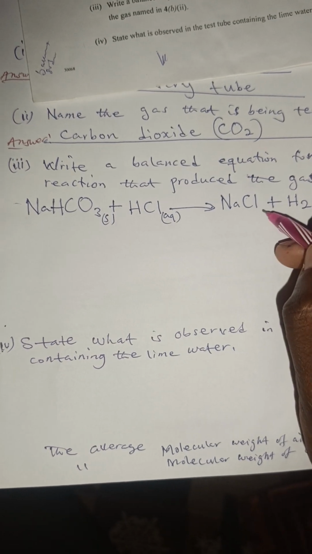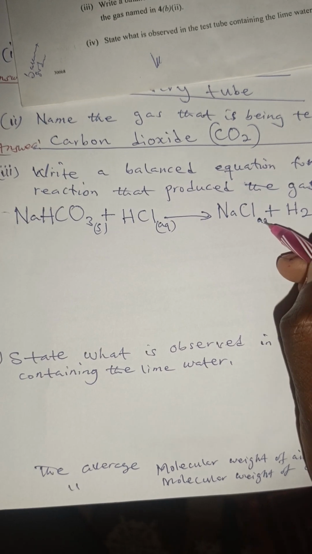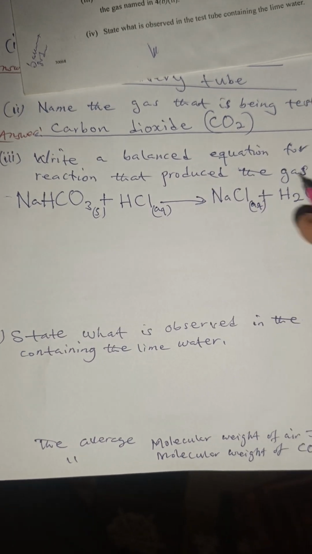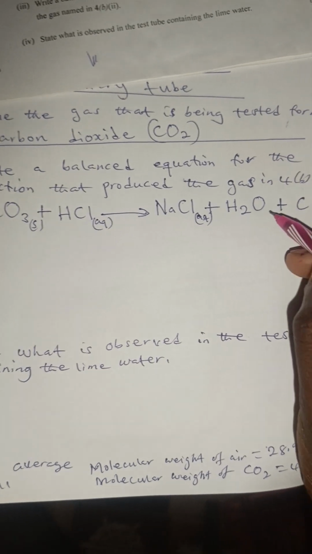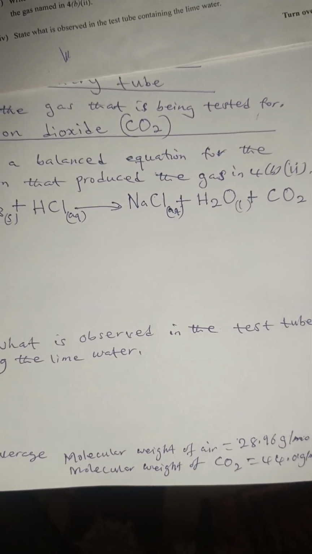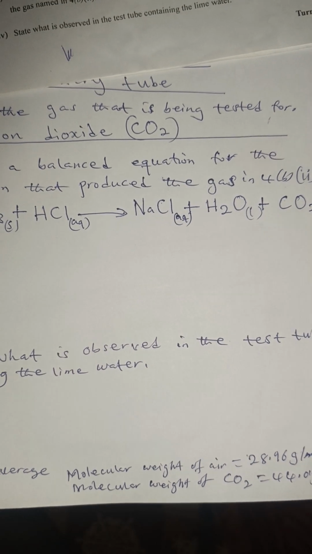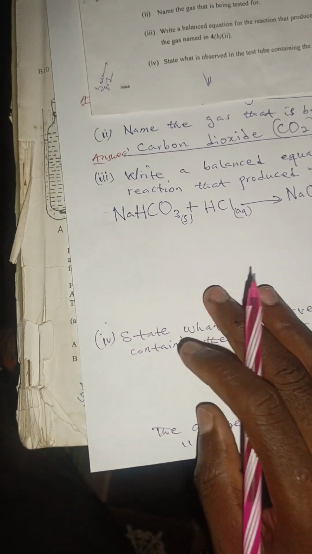This one at the product side from the mixture, this one also will be aqueous. It is a salt, also a soluble salt, sodium chloride. Water is a liquid, the state of matter L, and carbon dioxide is a gas, G. So let us check whether the equation is balanced.